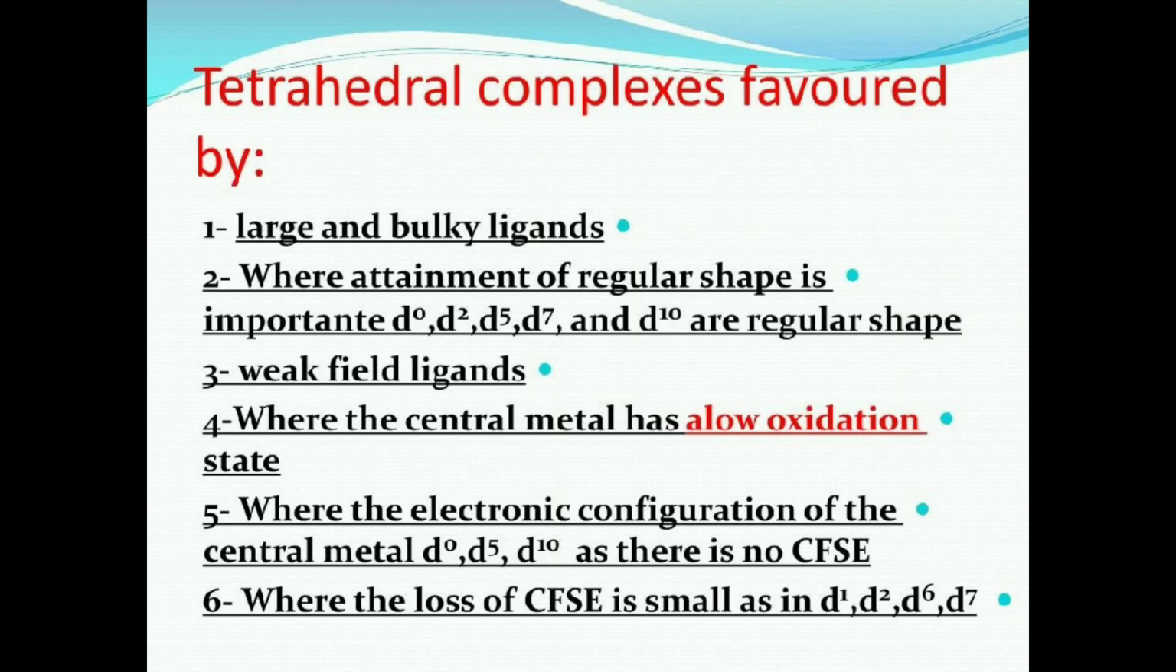Now tetrahedral complexes are favored by, first, large and bulky ligands; second, wherever attainment of a regular shape is important. d0, d2, d5, d7 and d10 are regular shapes. They are also favored by weak field ligands, and where the central metal has a low oxidation state. They are favored where the electronic configuration of the central metal is d0, d5, d10, as there is no CFSE, that is crystal field splitting energy. And they are also favored where the loss of CFSE is small, as in d1, d2, d6, d7.